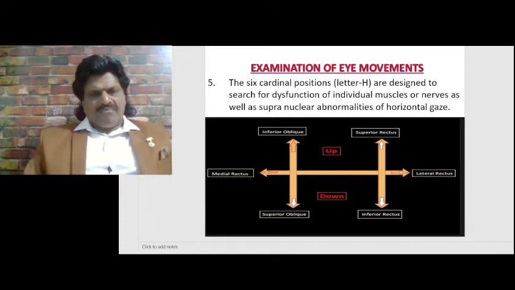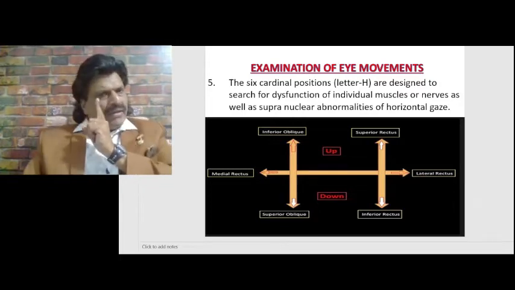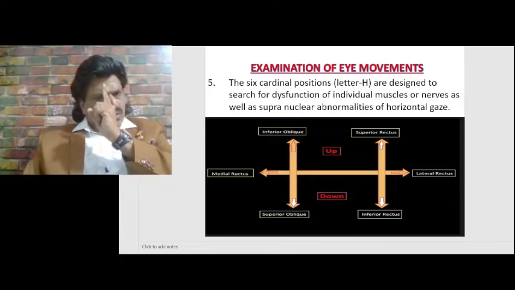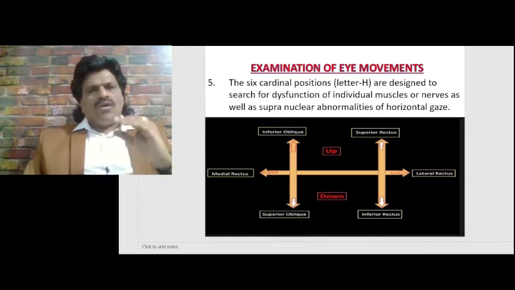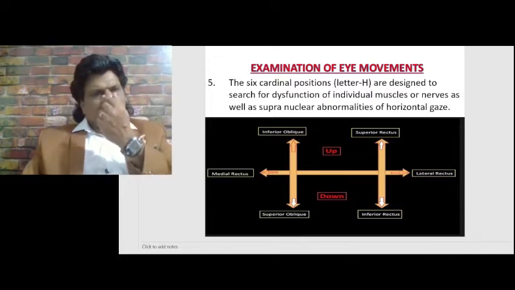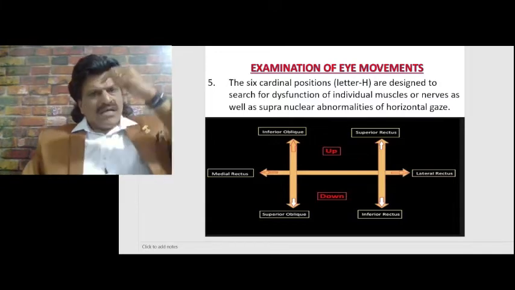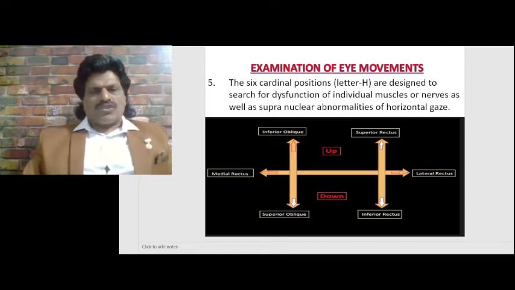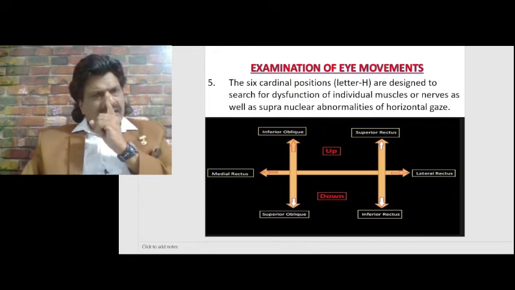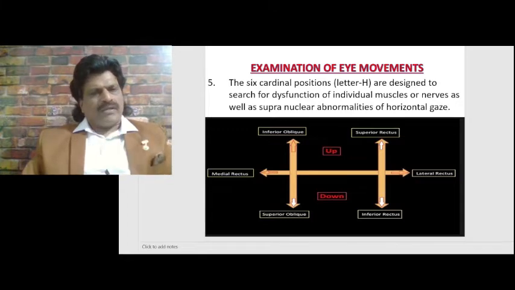At the extreme medial part is the medial rectus. So above that is inferior oblique and below that is superior oblique. Note that the action of obliques is opposite to their names. Inferior oblique, the movement will be upwards, whereas superior oblique, the movement will be downwards because of the way they are attached to the orbit. So medially is medial rectus, medially above is inferior oblique, medially below is superior oblique.